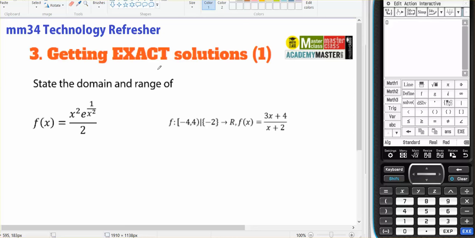This is for Year 12 Methods. It comes out of the Technology Refresher Masterclass. It's question number 3. State the domain and range of these. Okay, I'd like to graph them to get an indication.